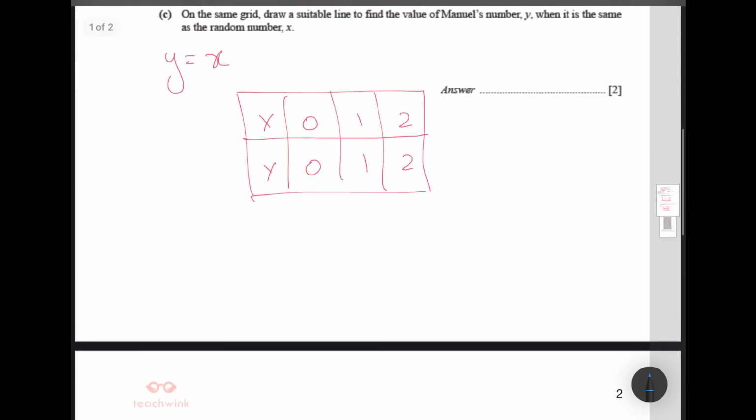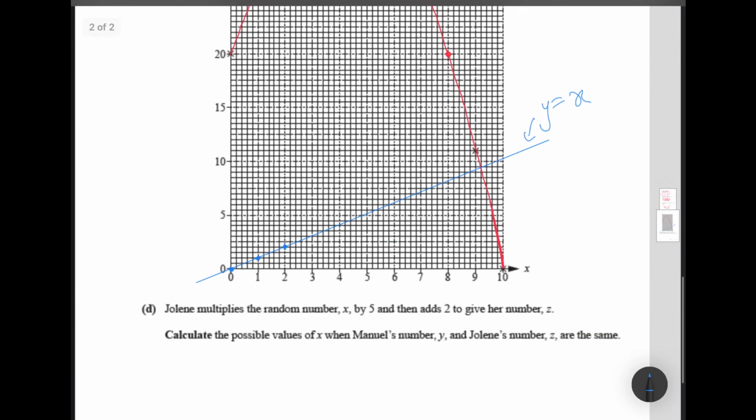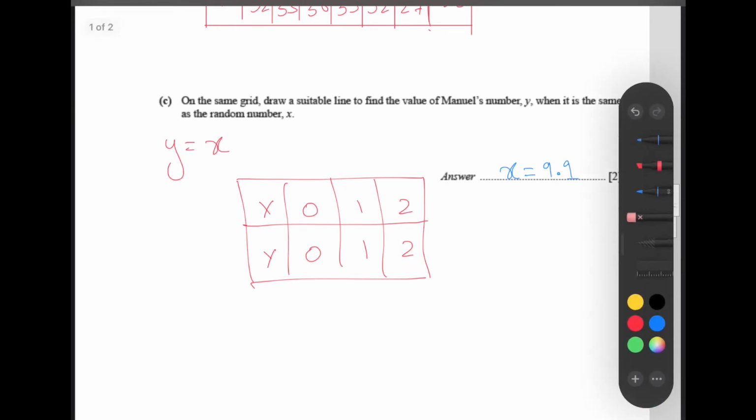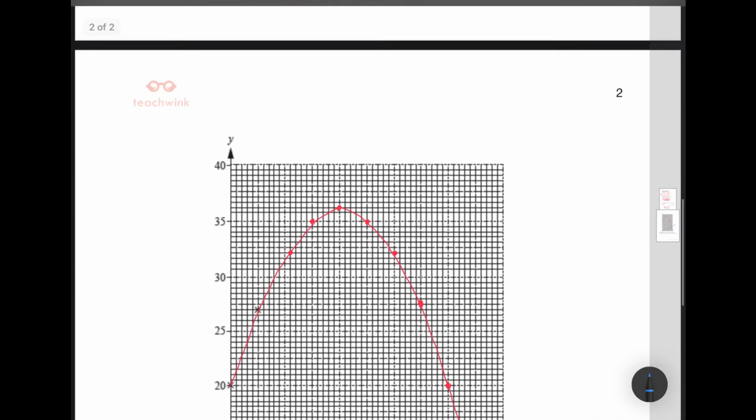Okay. What have they asked us to find? They've asked us to find the value of x where these two lines and curves intersect. So the value of x is going to be this one right here. And I suppose it is 9.1 or 9.2. Let's write 9.1. So x is equal to 9.1. Okay. By the way, this is 1, so just don't confuse yourselves. 9.1. Okay. Let's move on.